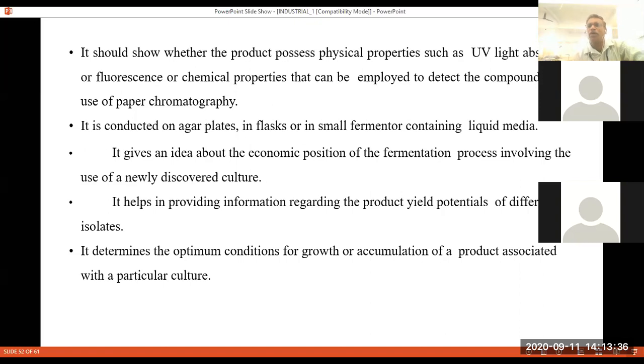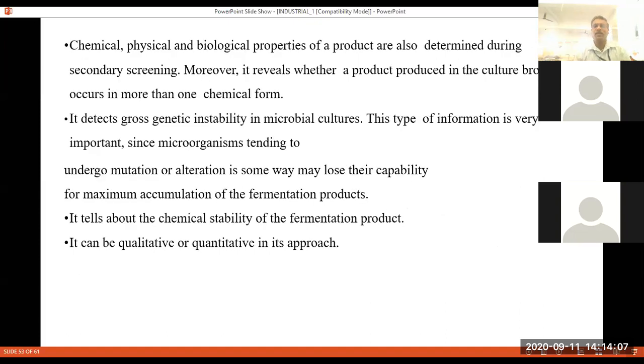It is very important. If you do not know how much temperature is required for this XYZ bacteria, how much pH is required, how much oxygen is required, whether it will be aerobic or anaerobic, it is very difficult at that moment. And it is only possible by the secondary screening. You get a large amount of information.